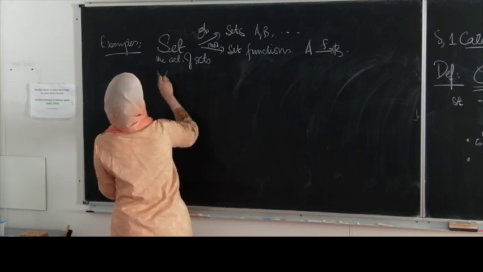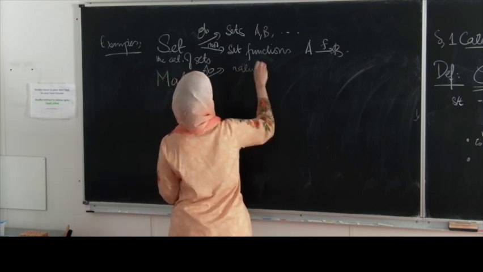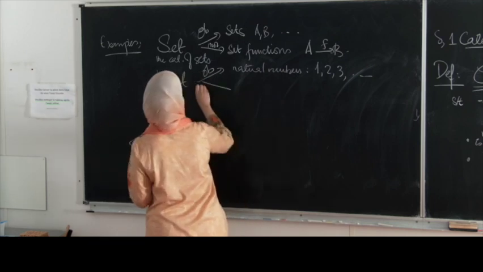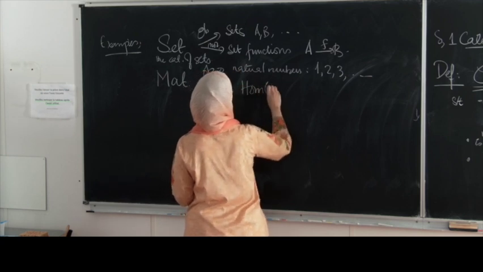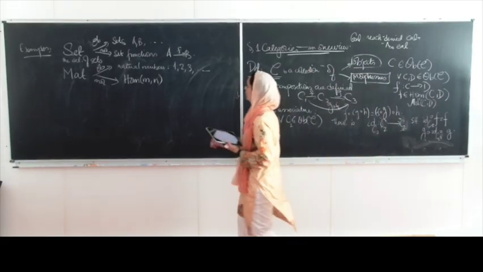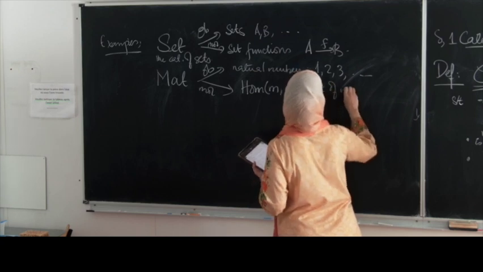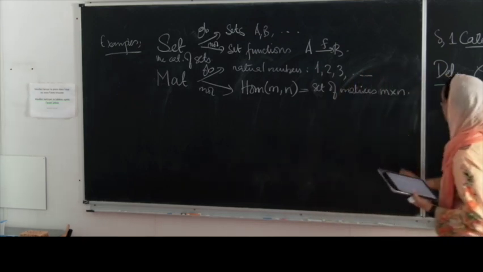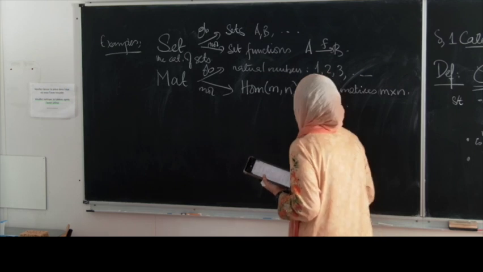Let's look at this category Mat, which has objects that are natural numbers. So the objects are 1, 2, 3, and so on. And the morphisms, the hom between m and n, between two objects, is defined as the set of matrices of order m cross n. So that's the morphism between two natural numbers. If you like, you can just denote it by m n.